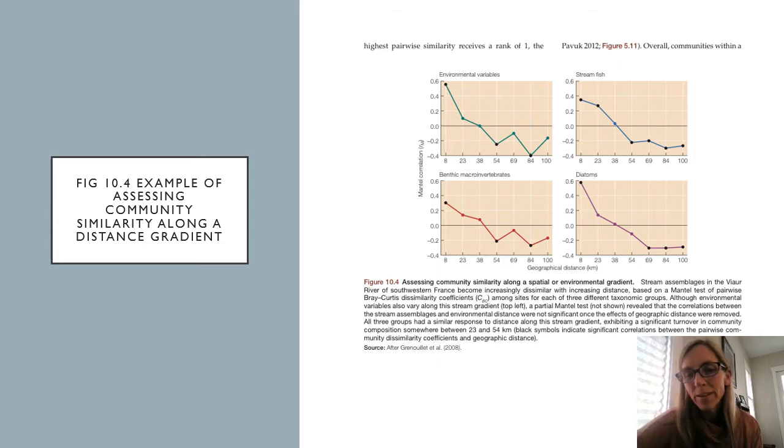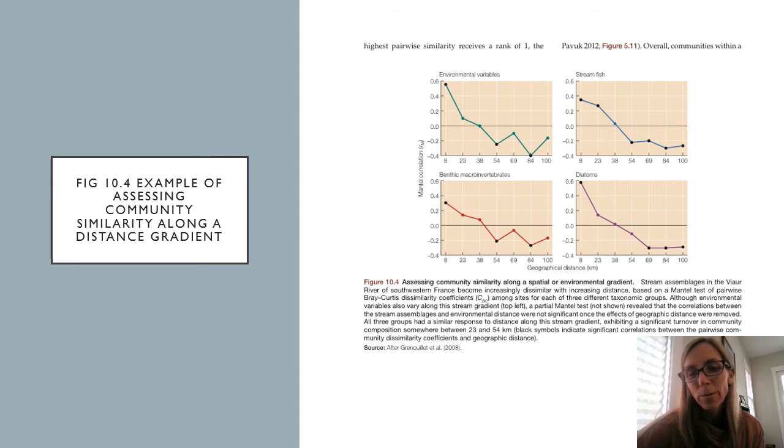There was another interesting study that was discussed in the book that assesses community similarity along a spatial or environmental gradient. We understand that there can often be a shift, and we have tools to help us look at communities along a gradient. In this case we were looking at aquatic communities, stream assemblages, and looking at distances and how those communities turned over.